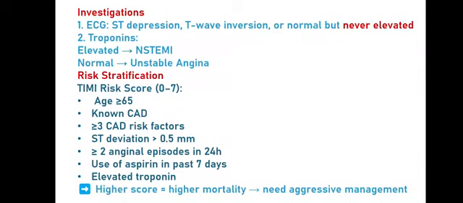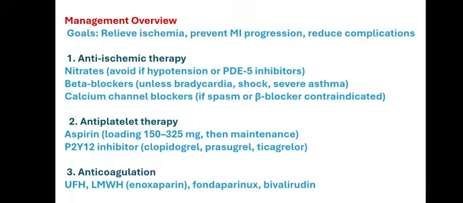Regarding risk stratification, depending upon the TIMI risk score: age 65 or more, known coronary artery disease, 3 or more coronary artery disease risk factors, ST deviation more than 0.5 millimeter, 2 or more anginal episodes in the last 24 hours, use of aspirin in the past 7 days, and elevated troponin. Depending upon these 7 factors, the TIMI score is 0 to 7. The higher the score, the more chance of mortality and need for aggressive management.